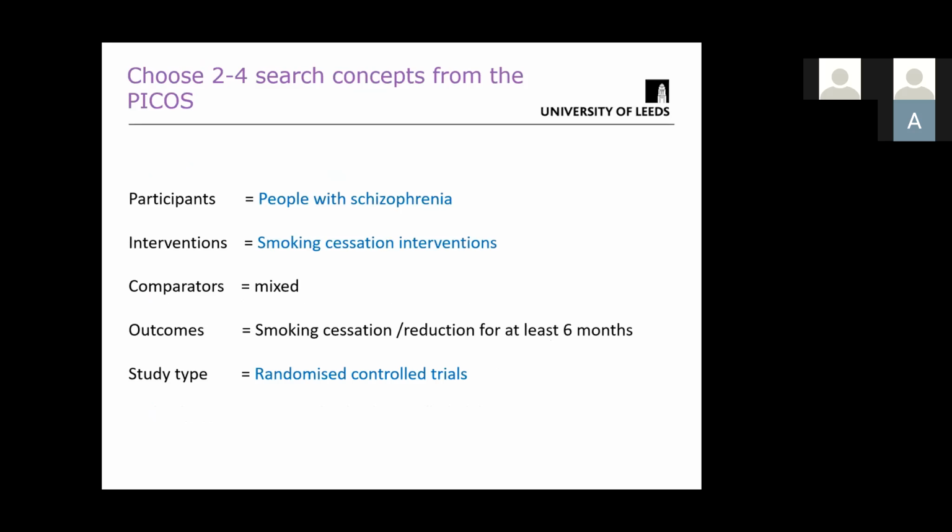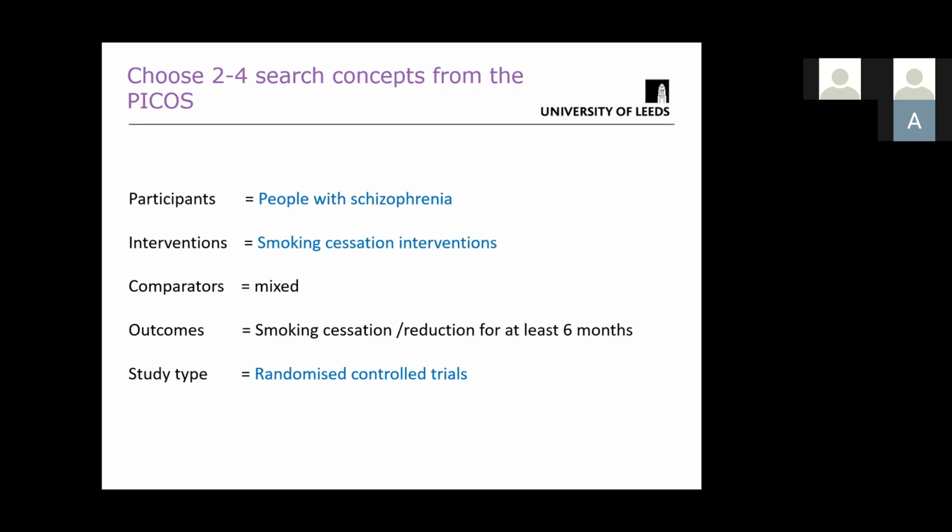So what we tend to do is choose usually somewhere between 2 and 4, generally around 3 of the key search concepts. And often they can be either the easiest ones to search for or the ones that are going to be the most specific. So in this particular example, I'm only going to search for my participants. So I'm going to do a search for the concept of schizophrenia. I'm going to look at smoking cessation interventions. I'm not interested in any single comparator, so I don't need to search for that concept. I'm also not going to search for my outcomes either.